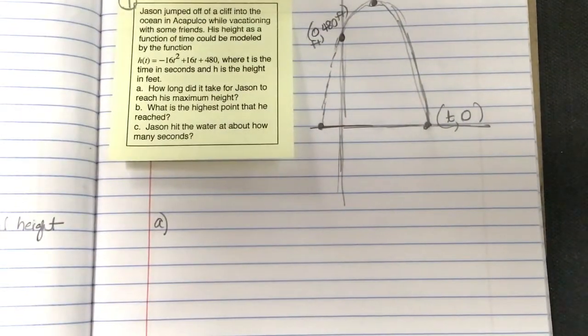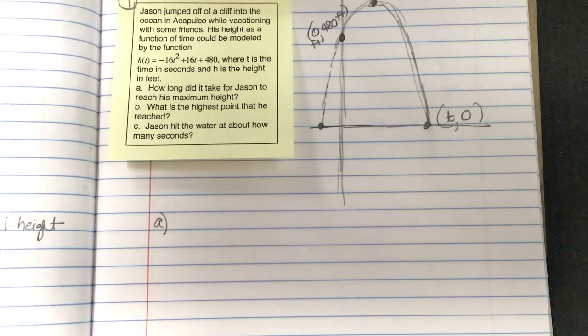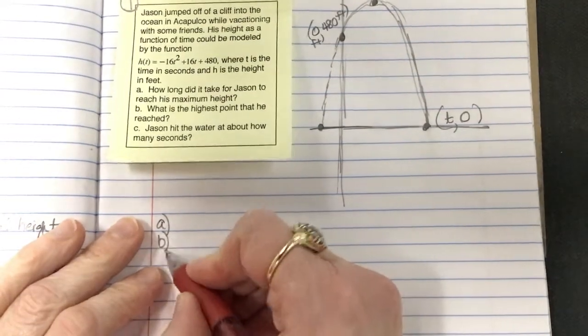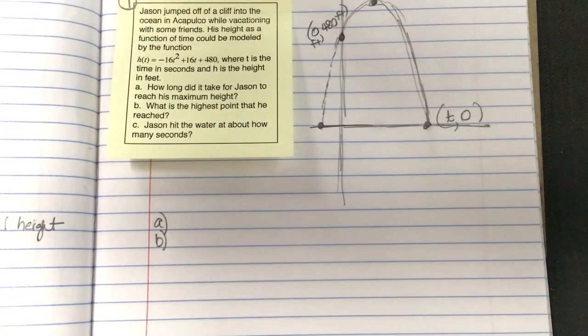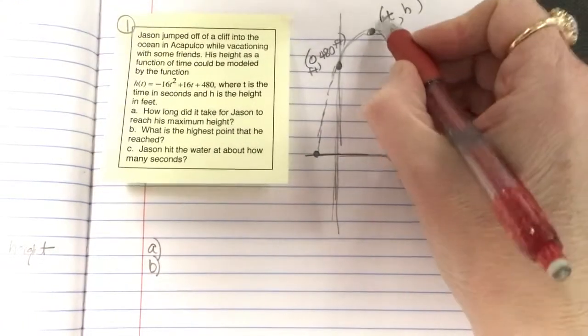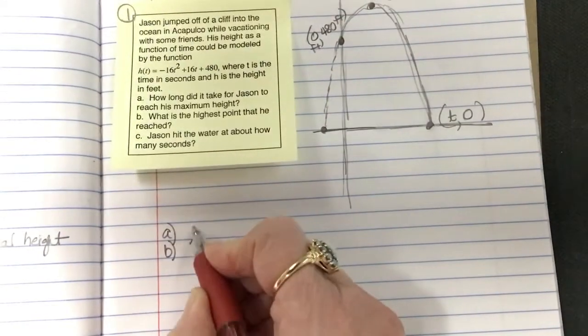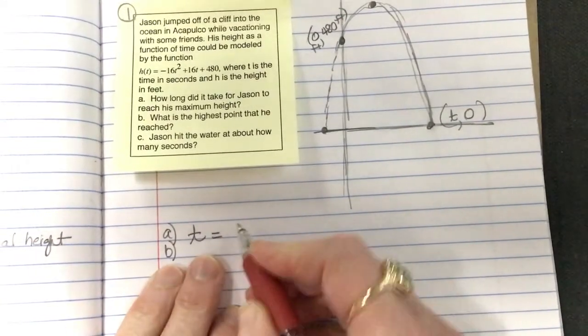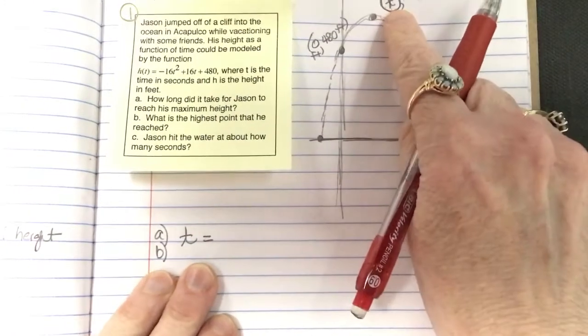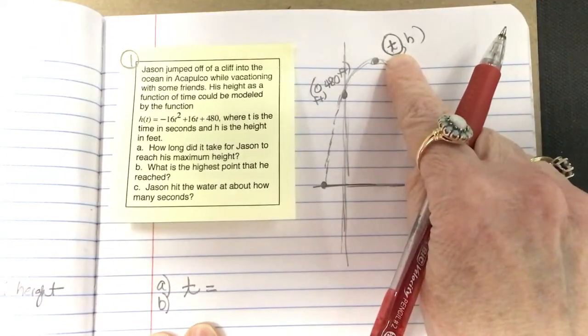Now, a lot of times these problems will go together. A, how long did it take for Jason to reach his maximum height? And B, what is the highest point that he reached? So my bottom line is in A and B, and I'm just going to actually put them together. We need to know his maximum height and what time that was. Well, we usually find the vertex first. And how do I find the time? T equals, and how do I find the t or the x of the vertex?